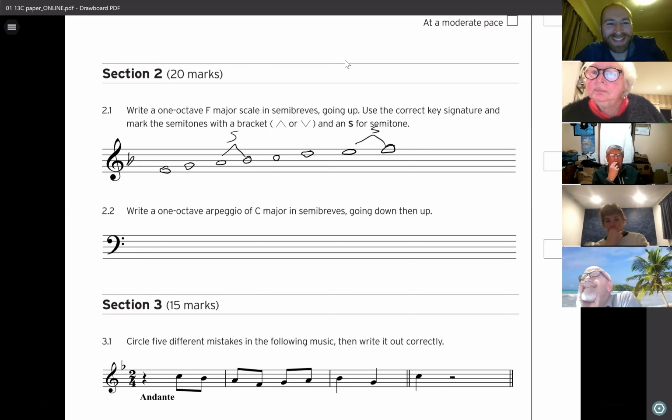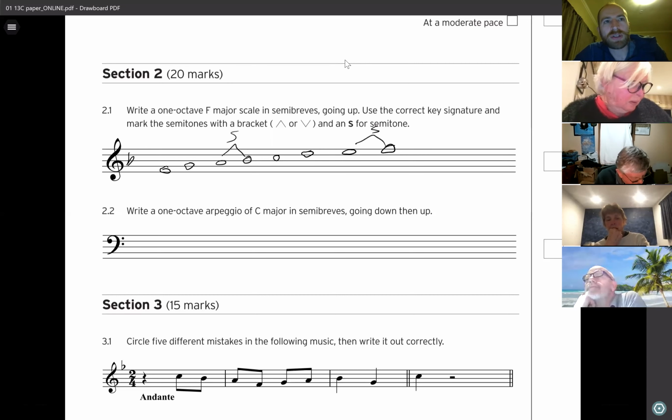Now, the next question is: write a 1 octave arpeggio of C major in semibreves going down then up. Have we talked about arpeggios? No. Well, I can't remember what they are. An arpeggio is effectively a triad broken down. So it's 1, 3, 5, 8.